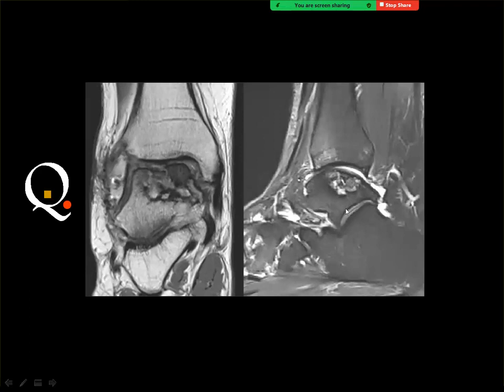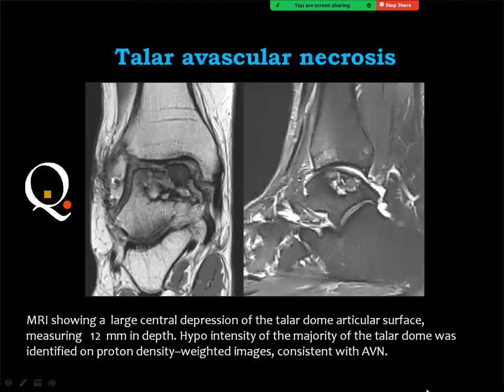And you know that there are 4 grades of avascular necrosis of the talus. Grade 1, bone marrow edema. Grade 2, isolated necrotic bone which appears cystic on MRI. Then separation of the necrotic bone, then displacement of the necrotic bone away from the site of separation. And this is, according to the grading system, avascular necrosis grade 2, because the bone appears cystic, as you can see here.